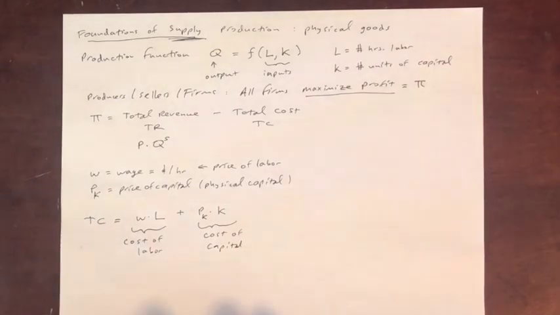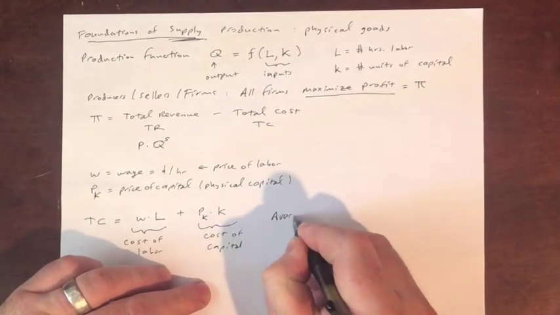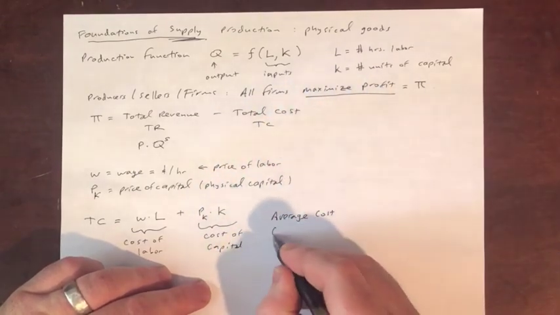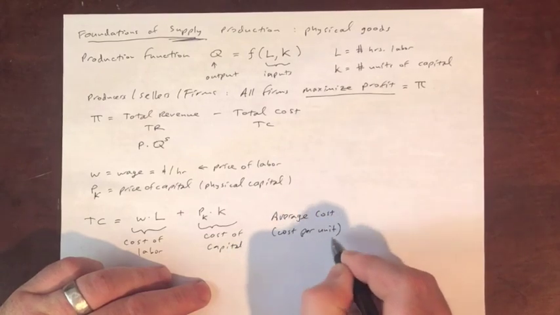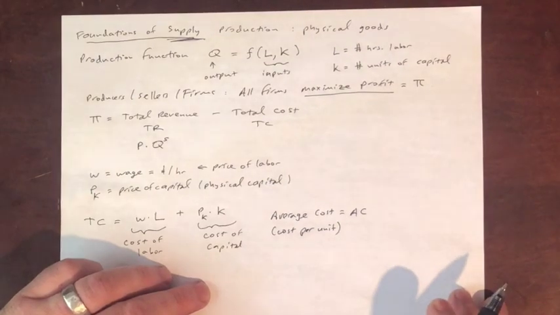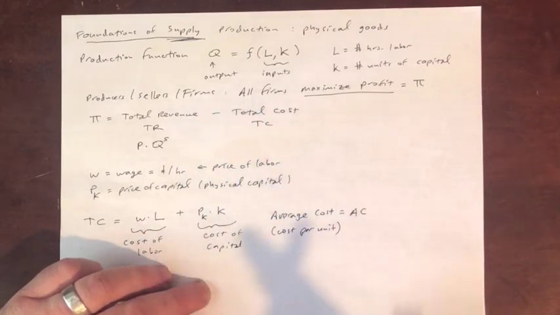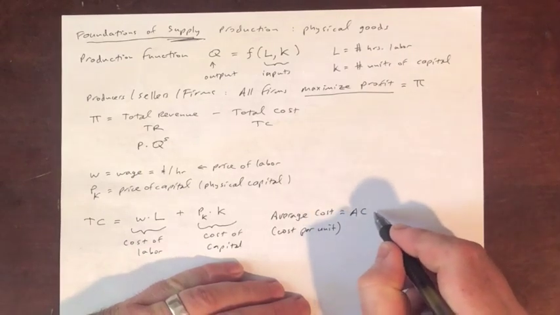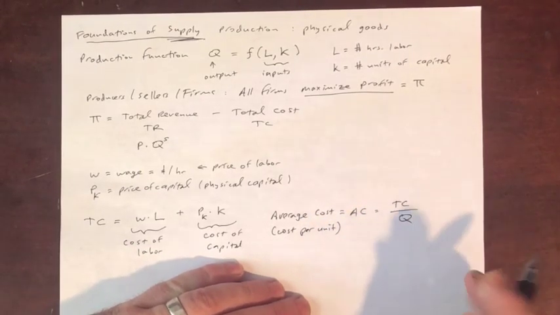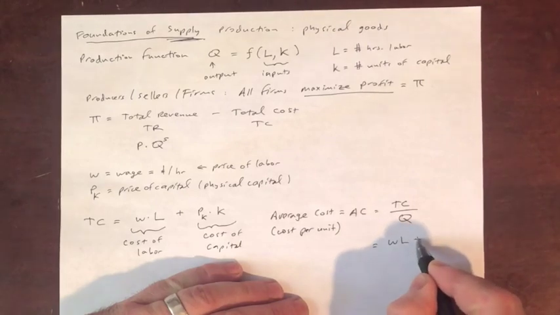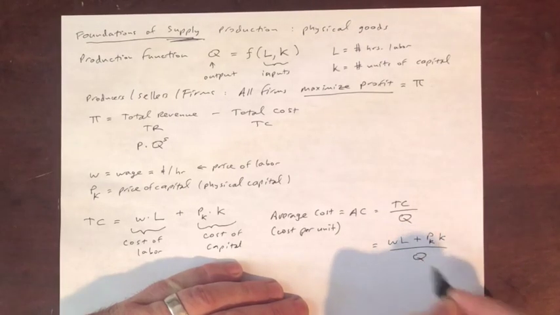Now firms are also very interested in their total cost relative to how many units of output they produce. This is called average cost, also known colloquially as the cost per unit. It's often abbreviated AC, or sometimes ATC, the average total cost. Different texts are different on this. The average cost is equal to the total cost, TC, divided by the total output, TC over Q. And we can expand that into W times L plus PK times K, divided by Q, like so.